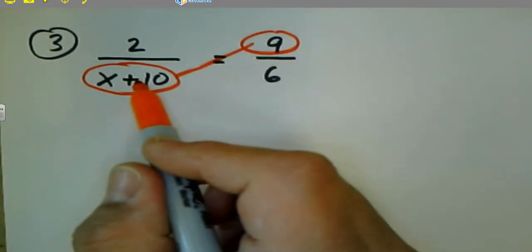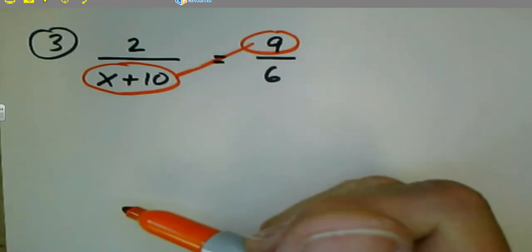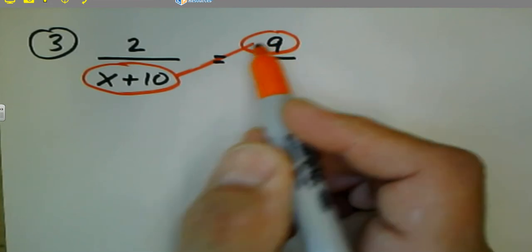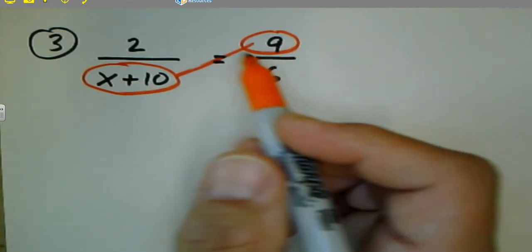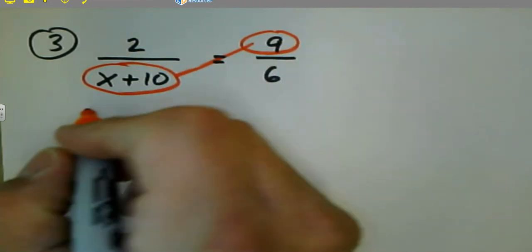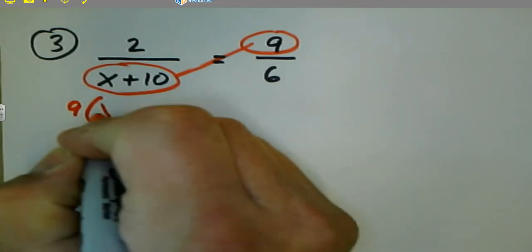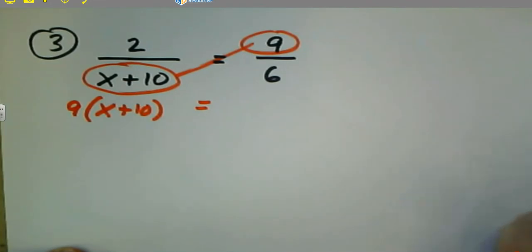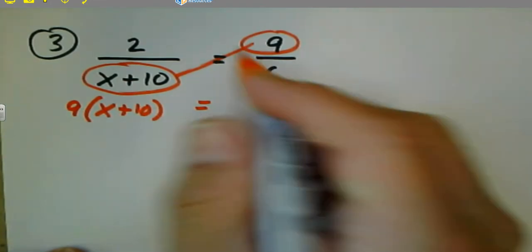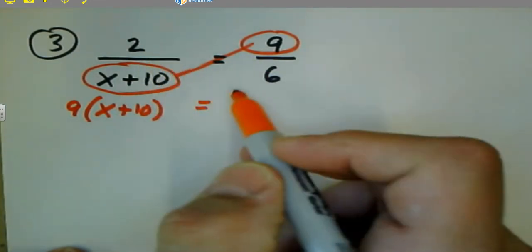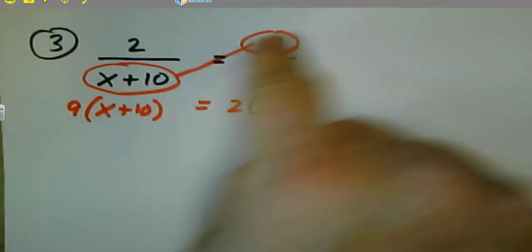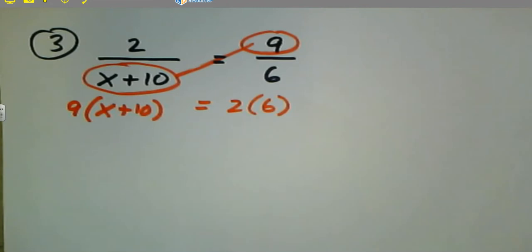Once again, I find my variable, I circle it, I go to the other side, to the opposite. This one's on the bottom, so I go to the top. If it's top, go to the bottom. All right? We're going to do 9 times x plus 10, our binomial. They're set equal to each other because they're equal to each other. And we can clearly see 2 times 6. Wonderful little graphic organizer helps us see that.